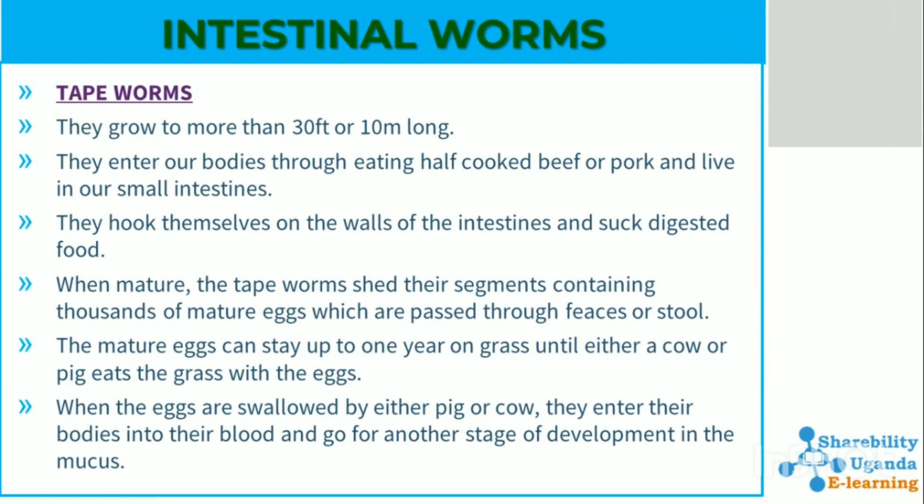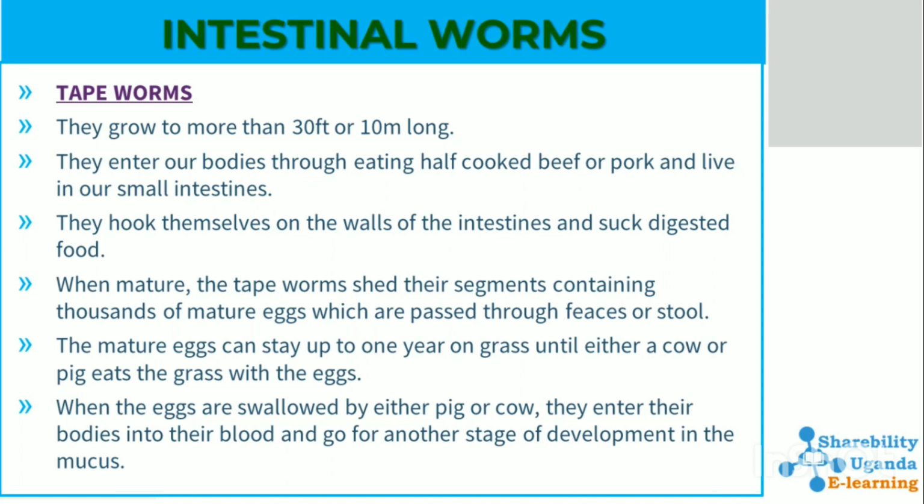Then we have another type we call the tapeworms. They grow more than 10 or 30 meters long. They are very long. They enter our bodies through eating half-cooked beef or pork and live in our small intestines. They hook themselves on the walls of the intestines and suck digested food.